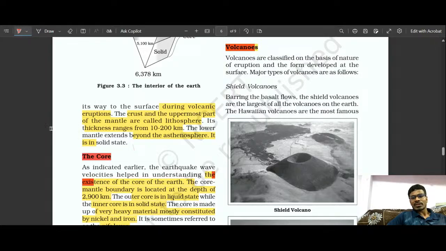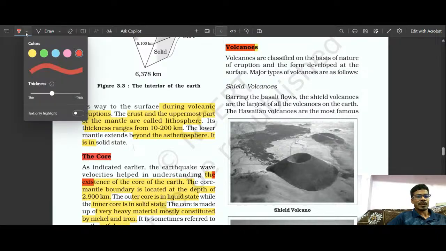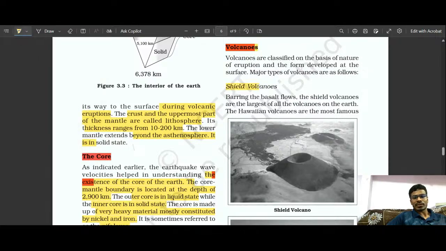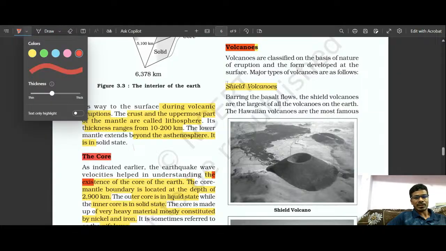So volcanoes are classified on the basis of the nature of the eruption and the form developed at the surface. Okay, so the major types of volcanoes are as follows. These are the types of volcanoes. First, shield volcanoes.